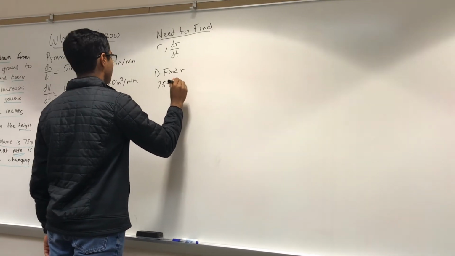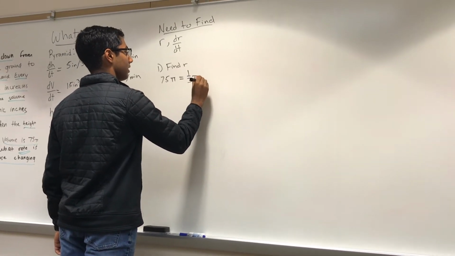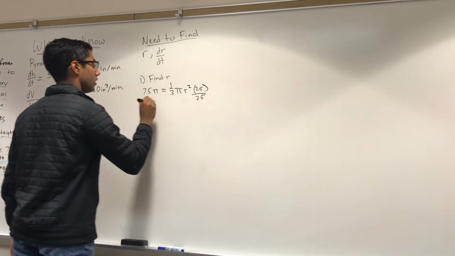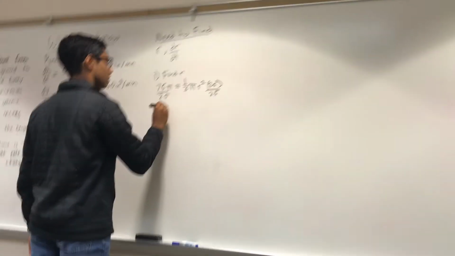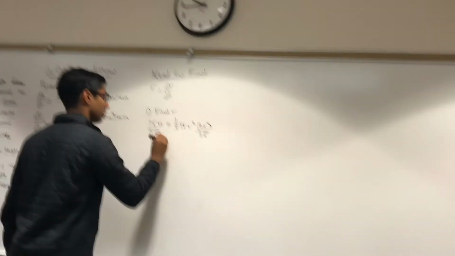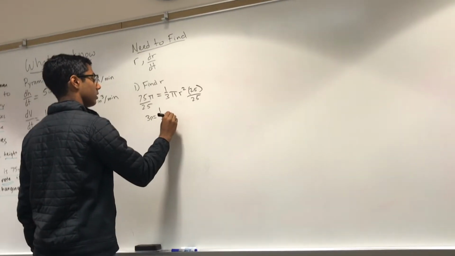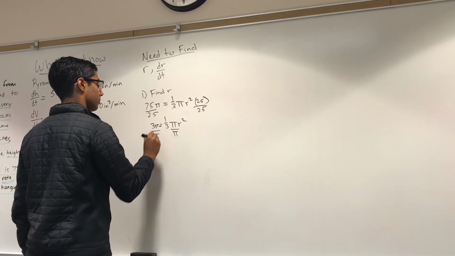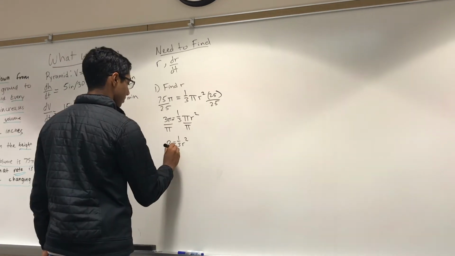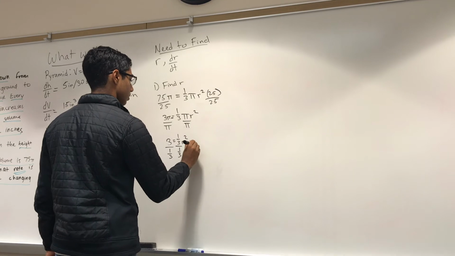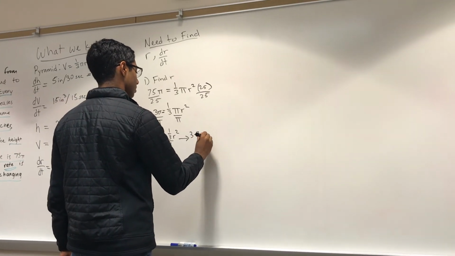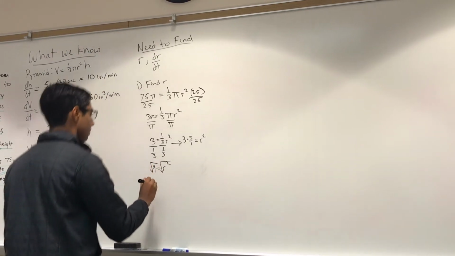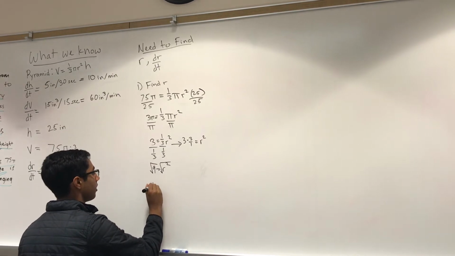Plugging in the values, the new equation would be 75 pi equals 1/3 pi r squared times 25. Then we want to divide both sides by 25, so we can remove 25 from the right hand side of the equation. After doing this, the new result would be 3 pi equals 1/3 pi r squared. Next, we want to divide both sides by pi, so we can remove pi from the right hand side of the equation as well. The new result would be 3 equals 1/3 r squared. Next, to get r by itself, we need to divide both sides by 1/3, and this would result in r squared equals 9. Next, you want to square root both sides so you can find r, and this will result in 3 and -3.